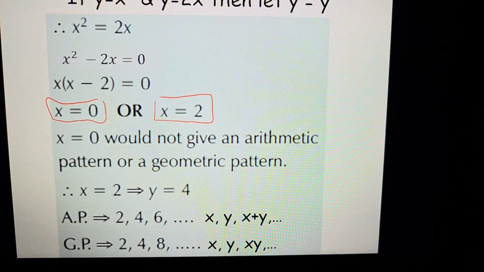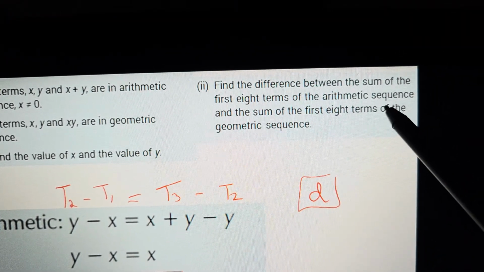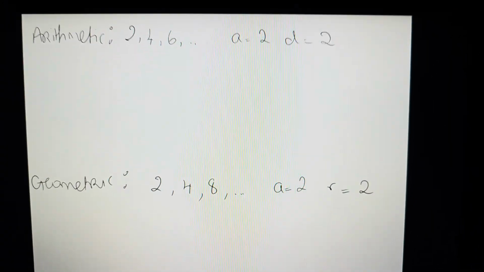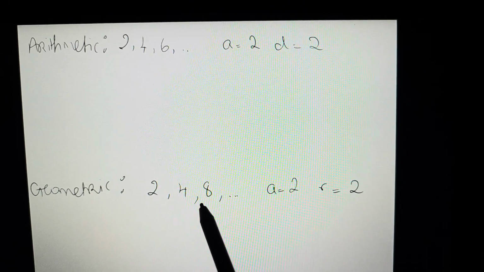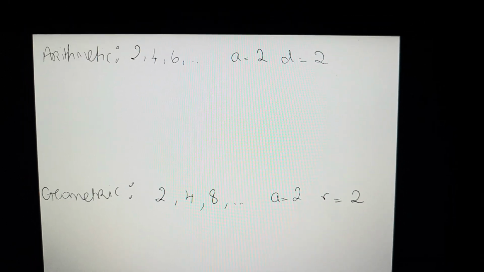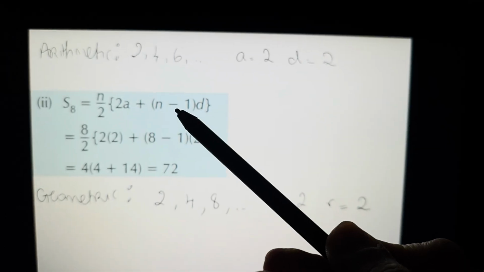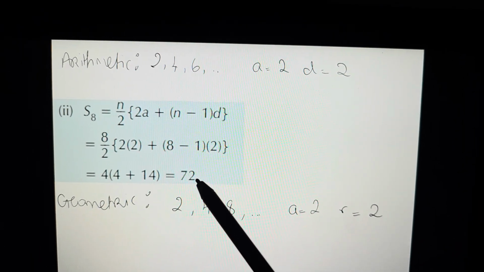The next part of the question then asked, find the difference between the sum of the first 8 terms of the arithmetic sequence and the sum of the first 8 terms of the geometric. Okay, so that was the arithmetic sequence. That's the geometric sequence. And I want to get the sum of the first 8. So I'll put down the S of n formula for an arithmetic sequence, and I sub in my values for a and d, and n is 8, and I'll get out 72.